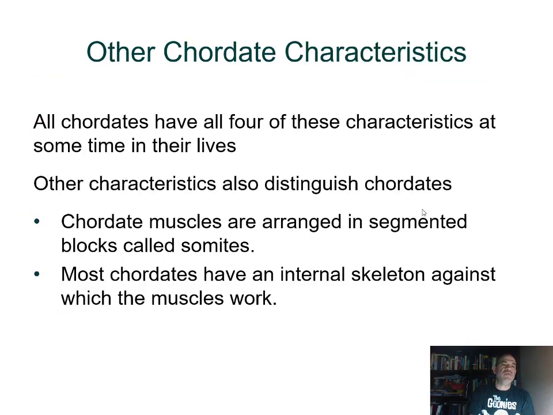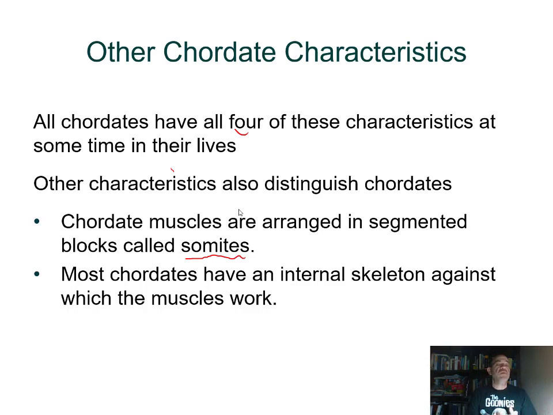So some other chordate characteristics. Again, at some point in their life history, these animals will have that in there. So what are some other things that distinguish chordates? Well, the chordates are going to have an arrangement of muscles in segments. And these segmented muscles are called somites. And remember, we want to be careful not to say that segmentation was gotten from a common ancestor. Segmentation has arisen in different groups of animals independent of each other.